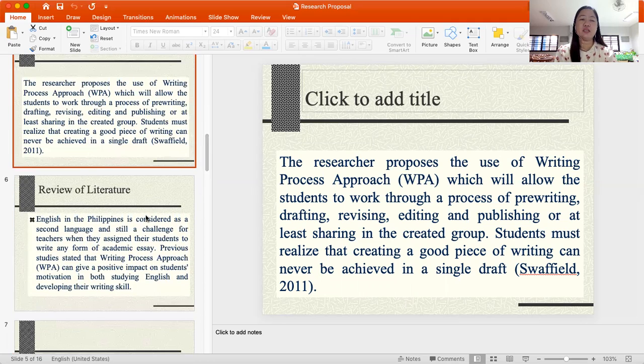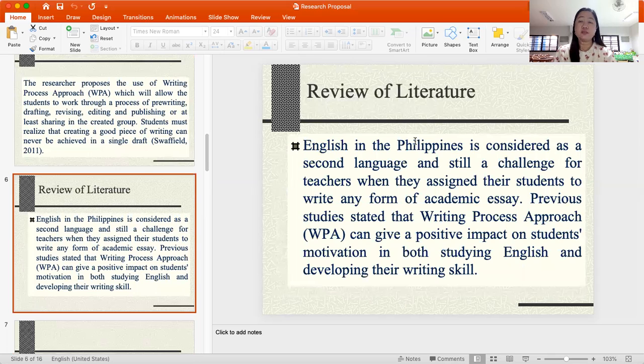Moving on with the literature review of this study, English in the Philippines is considered as a second language and still a challenge for teachers when they assign their students to write any form of academic essay. Previous studies stated that writing process approach can give a positive impact on students' motivation in both studying English and developing their writing skills.